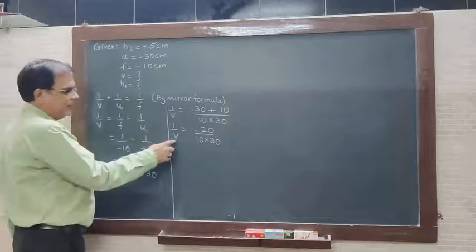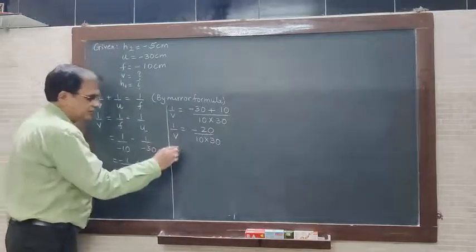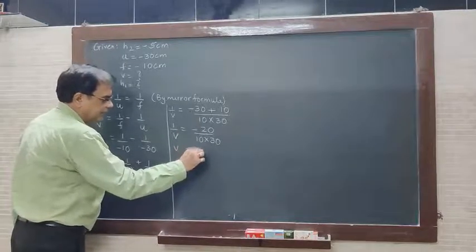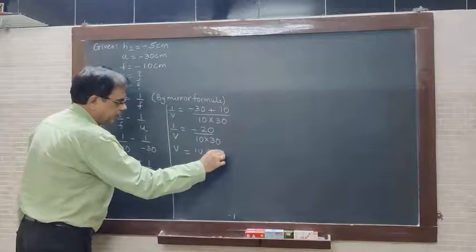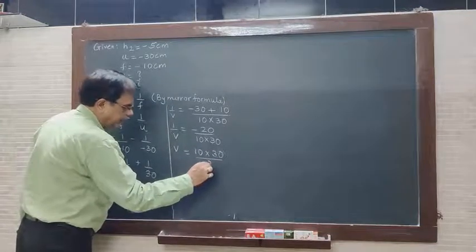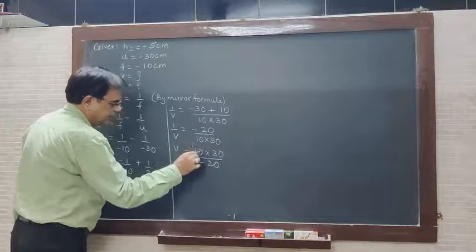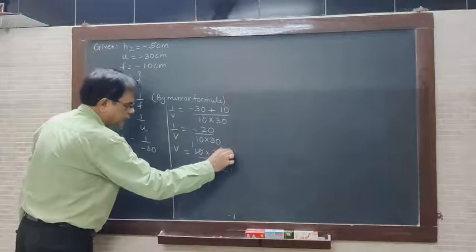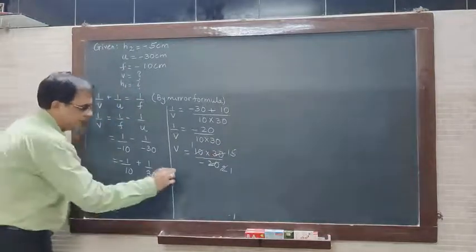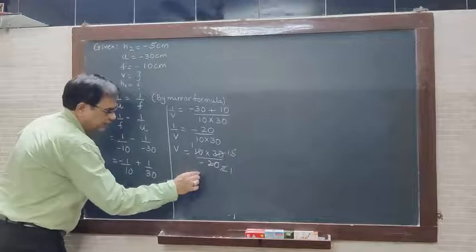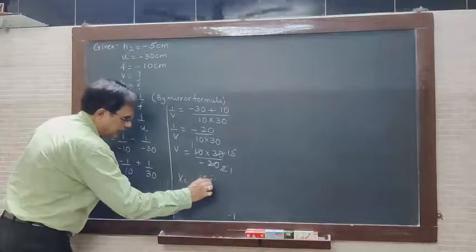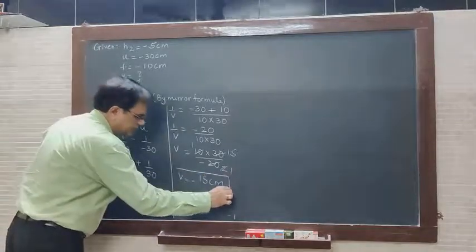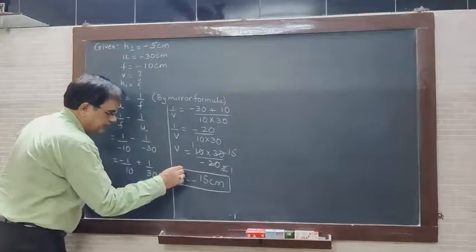Now you have to find out V. So make the reciprocal of this. Take V up, and these numbers will come up: 10 into 30 upon minus 20. 10 ones are 10, 10 twos are 20, 2 ones are 2, 2 15s are 30. So V is equal to minus 15 centimeters. So this is my first answer. V is equal to minus 15 centimeters.